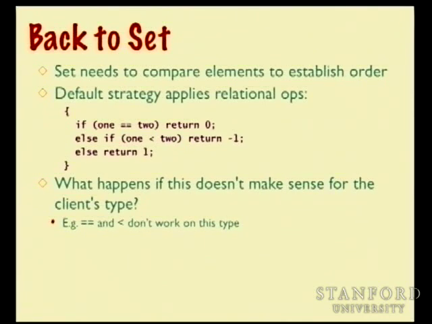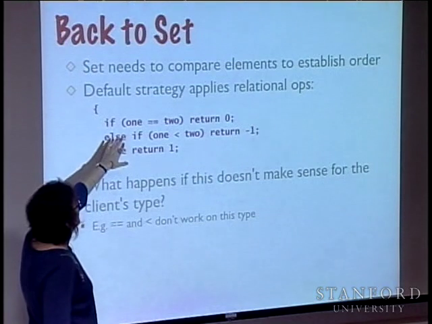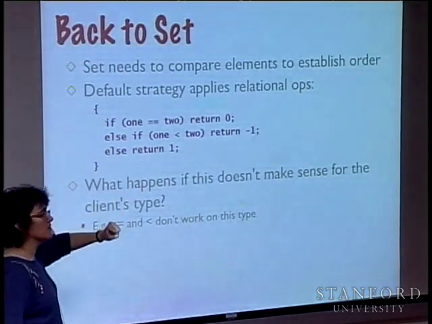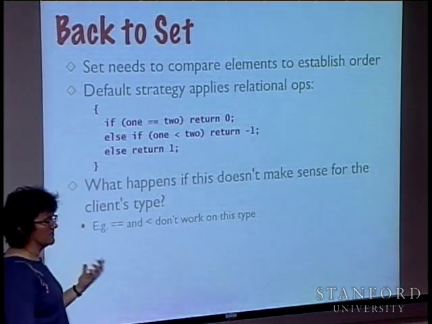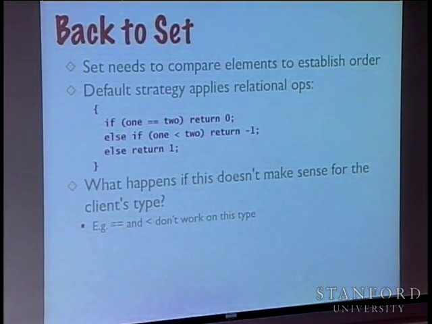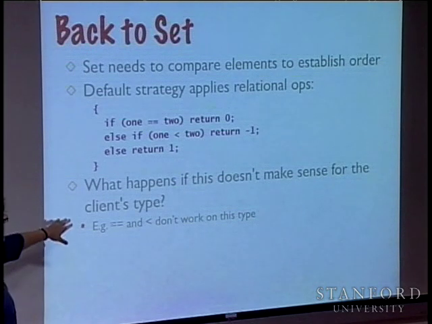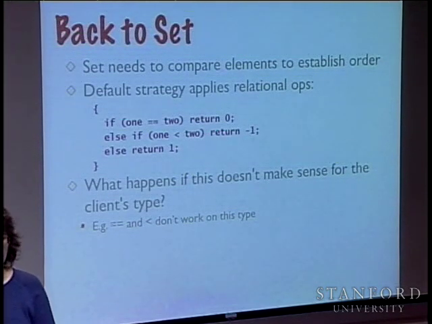Well, it has a default strategy. It makes an assumption that if I use equals equals and less than, that would tell me where to go. Given two things, it wants to know if they are the same thing, in which case it uses zero to show the ordering between them. If one precedes the other, it wants some negative number, or some positive number if it follows. It applies this operation to the types that are there. For strings and ints and doubles and characters, this works perfectly well. So without us going out of our way, we can have sets of things that respond to the built-in relational operators without any special effort as a client. But what we can get into trouble with is when equals equals and less than don't make sense for the type.